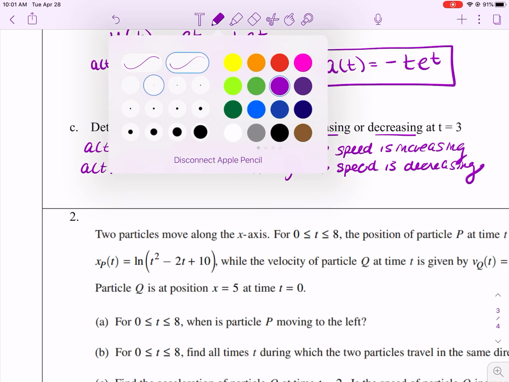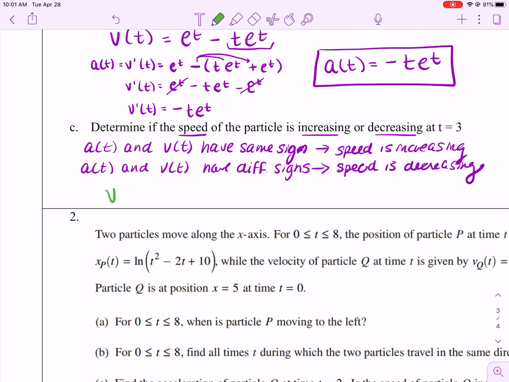Okay, so first let's find v of 3. Remember, v of 3, that's like having e to the third times 1 minus 3. Just using the factored form so I can get the sign really quick here without even using a calculator. We have a positive factor times a negative factor, and that will give us a negative number. So notice v of 3 is going to be negative.